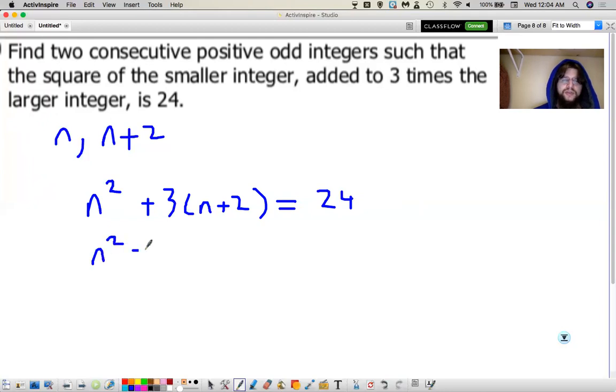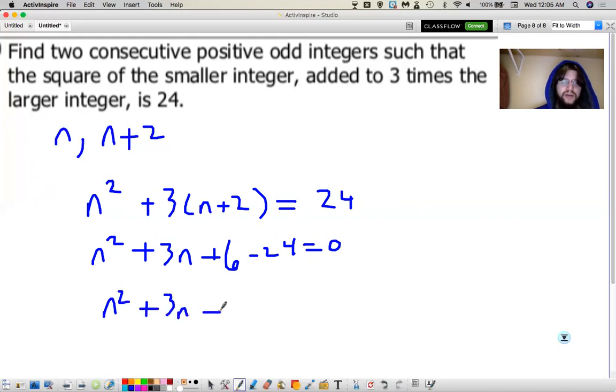n squared, distributive property. I'm just going to be lazy. Going to go ahead and subtract that 24. Combine my like terms. n squared plus 3n minus 18 equals 0. Quadratic formula, or it's really easy to factor this. It's positive 6, negative 3. So your answer is going to be negative 6 or a positive 3, which would obviously be a positive 3.